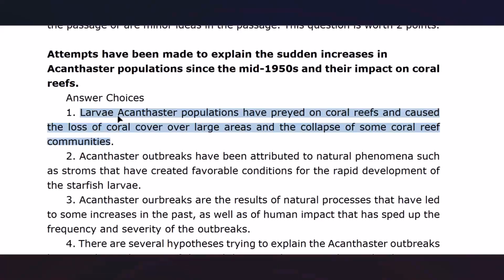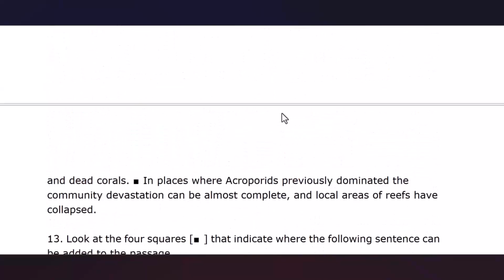Option 1. Larvae acanthaster populations have preyed on coral reefs and caused the loss of coral cover over large areas and the collapse of some coral reef communities. This option seems incorrect because somewhere in the passage we read that coral polyps prey on larvae acanthaster. And somewhere else in the passage we read that adult acanthasters converge on areas where corals are found after storms. We should check the passage, I think.